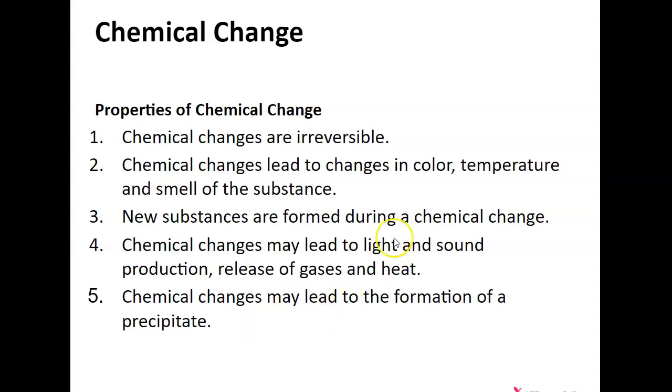Chemical changes lead to a change in color, a change in temperature, and a change in smell. Okay, so color would be the rusting of the iron. Change in temperature would be the burning of the candle. Change in smell would be that apple rotting.